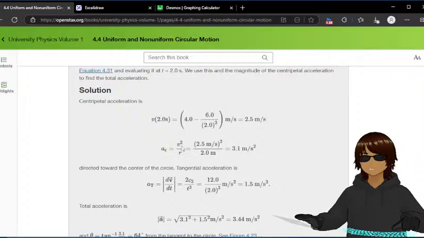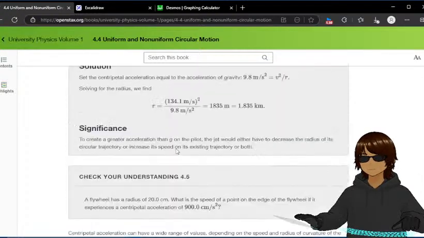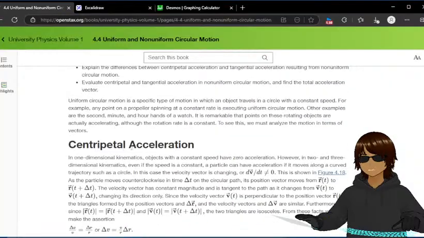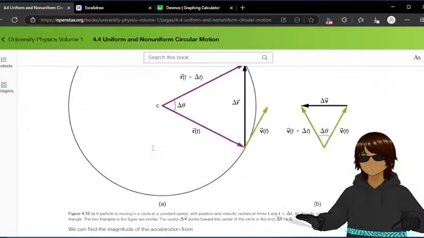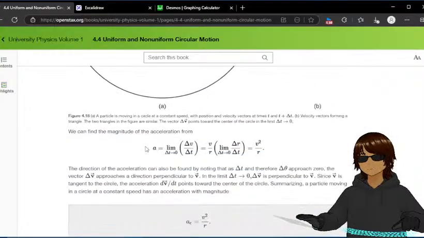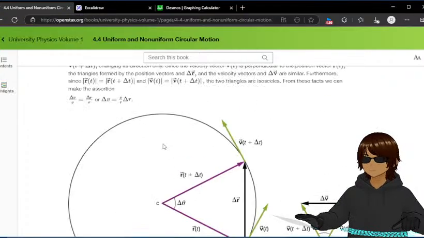Right, how do we... wait, when they derived v squared over r, it was for uniform motion, right? Yeah, uniform circular motion. Can we use this if the velocity is changing? Can we still use this function?